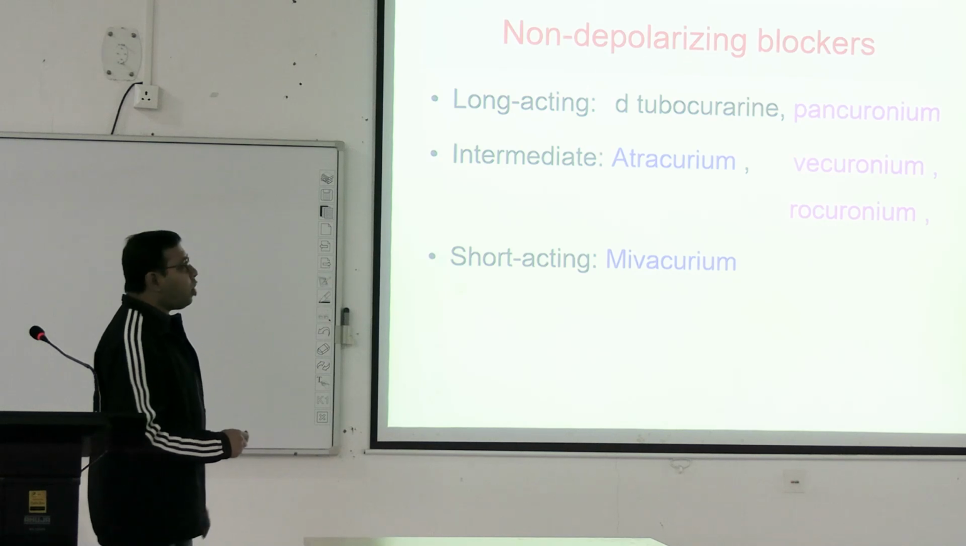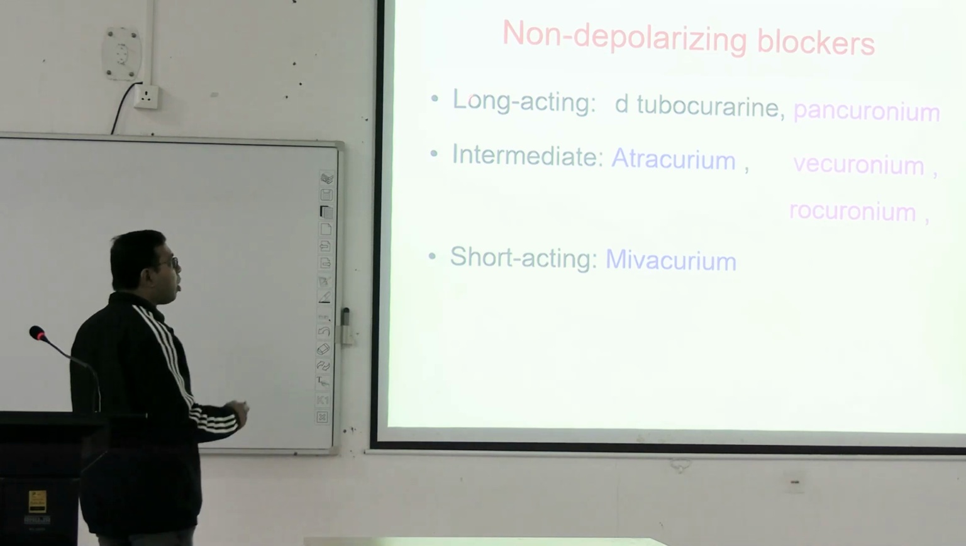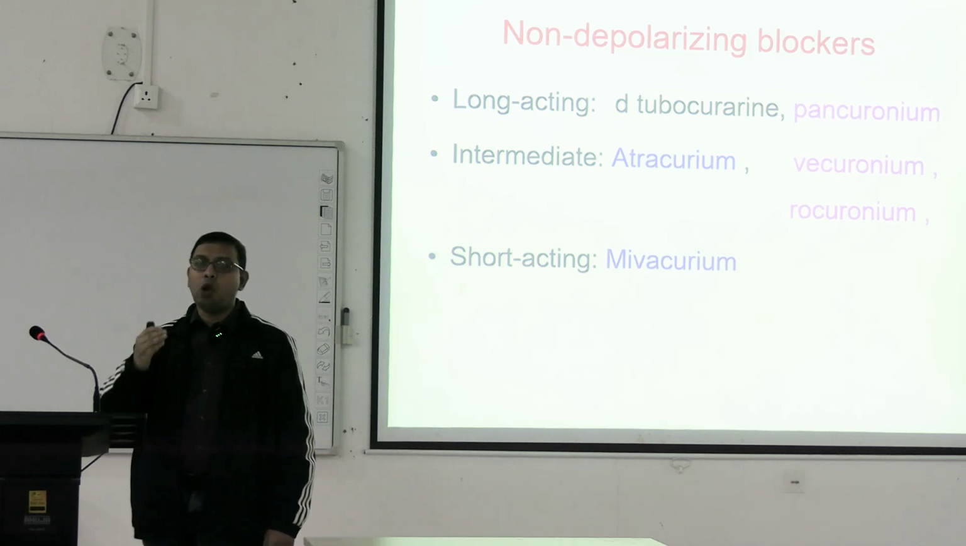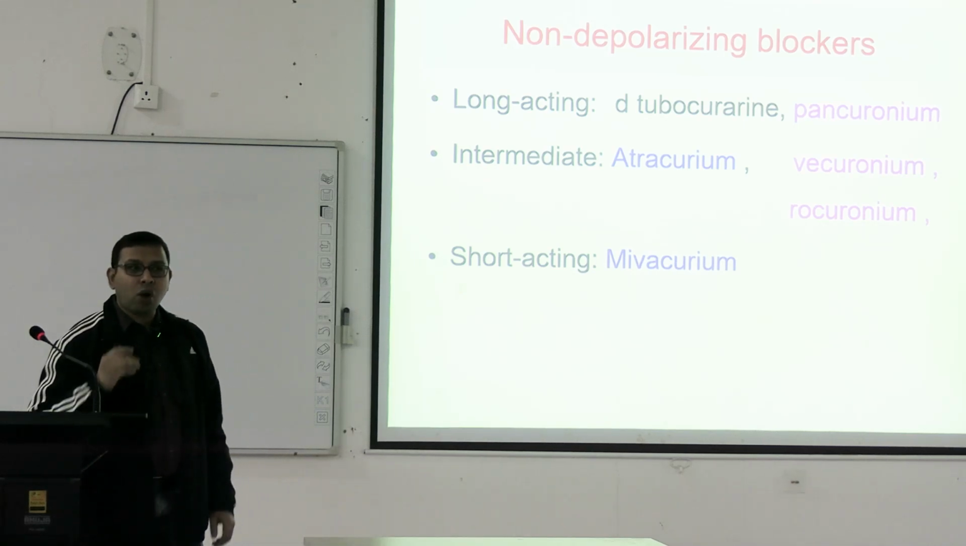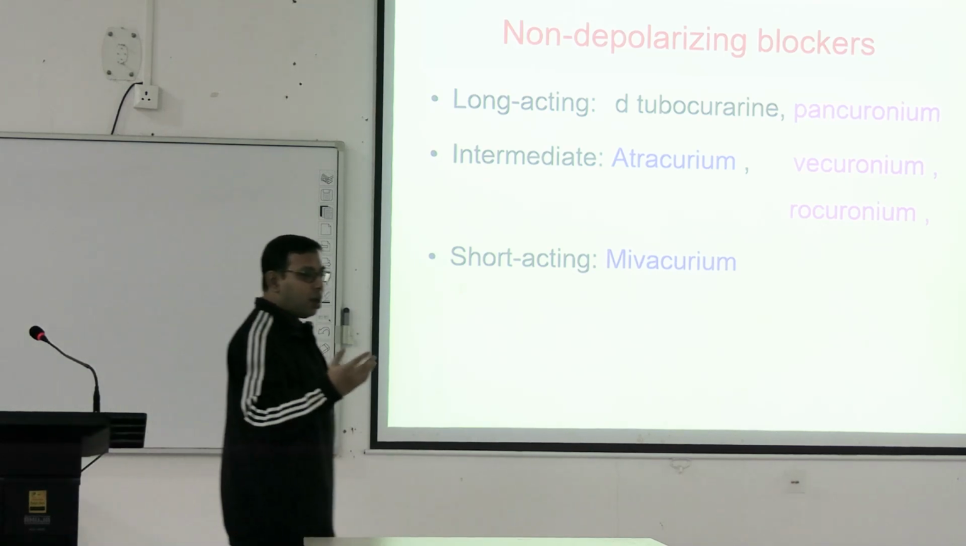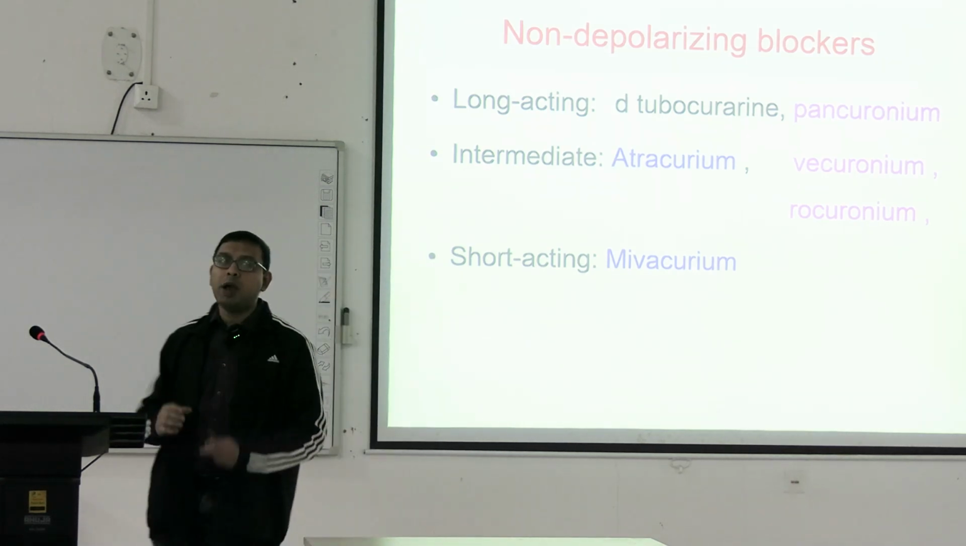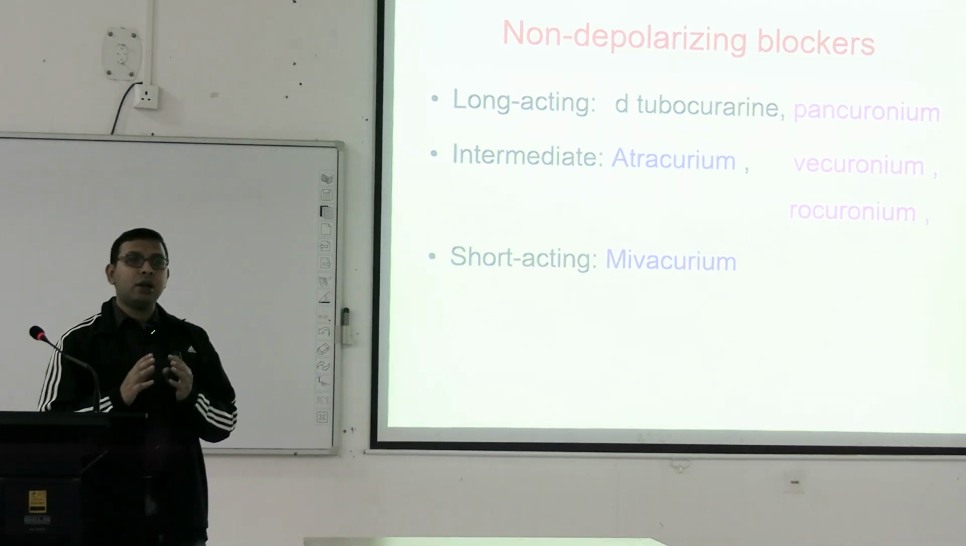So these non-depolarizing or competitive blockers, according to their half-lives, come in different types. For example, long-acting, intermediate-acting and short-acting. Why are these neuromuscular blockers with different half-lives needed? Because different operations need different times.